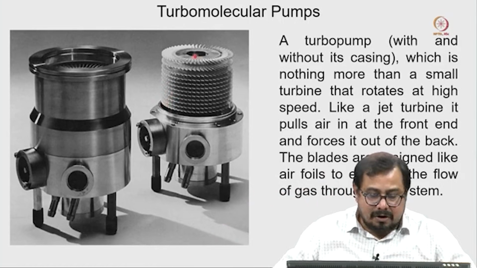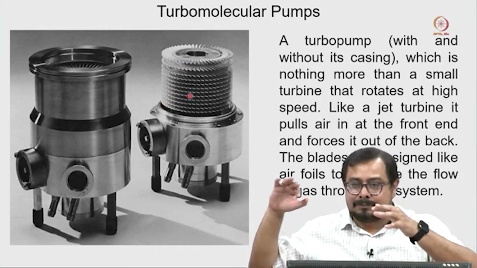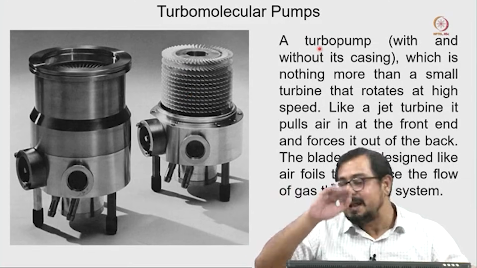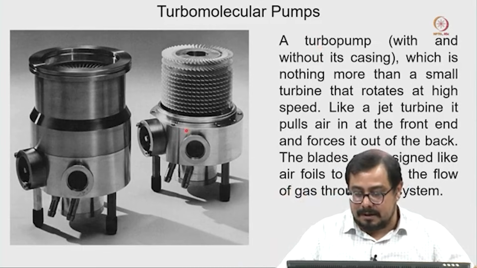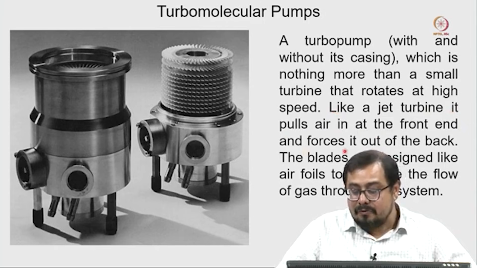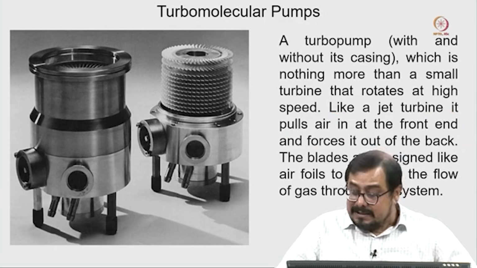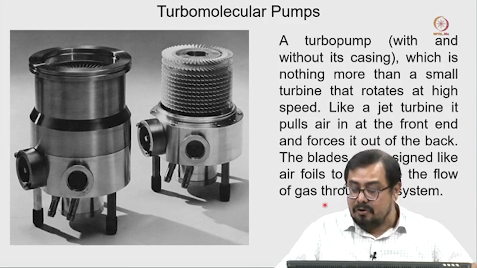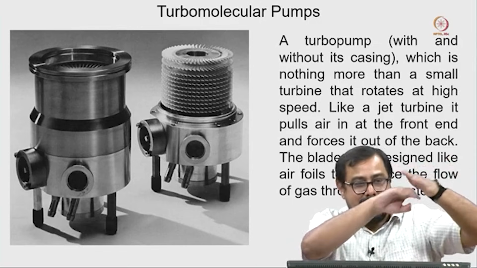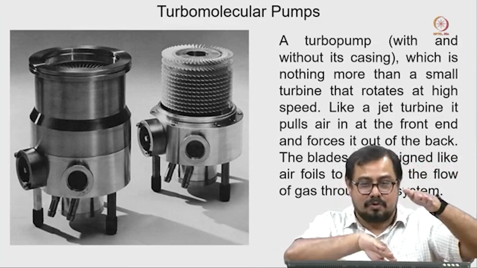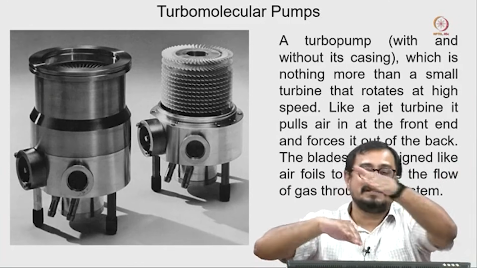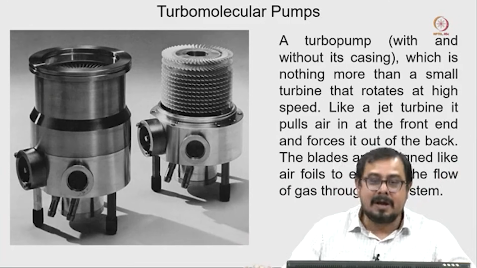So, those blades are constantly pushing these air molecules or water vapor, whatever it is, through those blades and out of the microscope setup. Like a jet turbine, it pulls air in at the front end and forces it out at the back. The blades are designed like airfoils to enhance the flow of gas through the system. That is what I was trying to explain: the blades are at a certain angle. So, if a water molecule or air molecule is pushed towards a blade at a certain angle, the blade will push it in the other direction, and this is how the blades constantly throw the air molecules out of the microscope system.